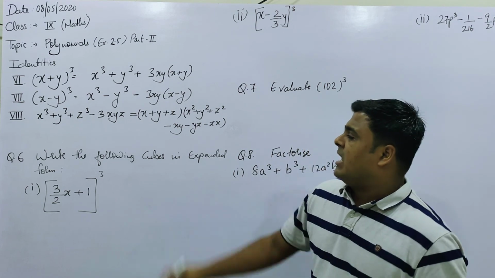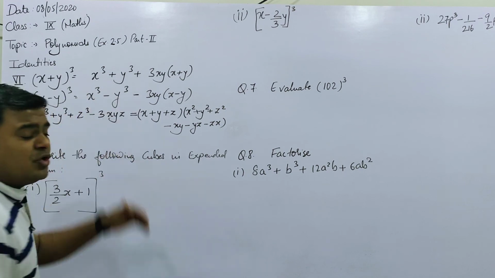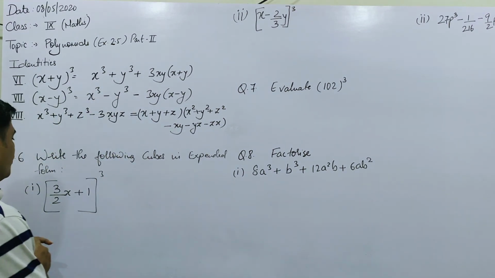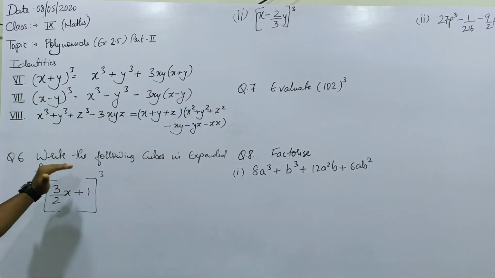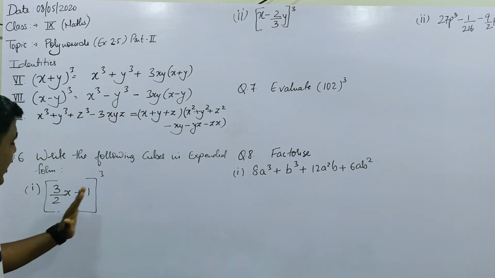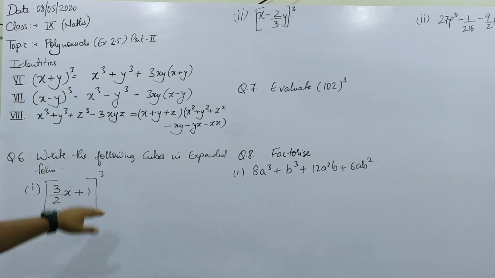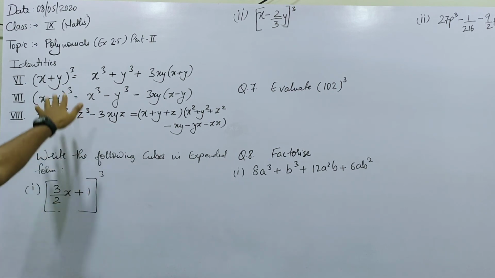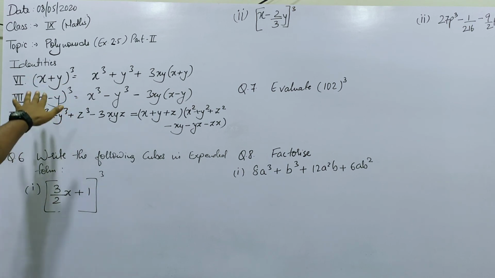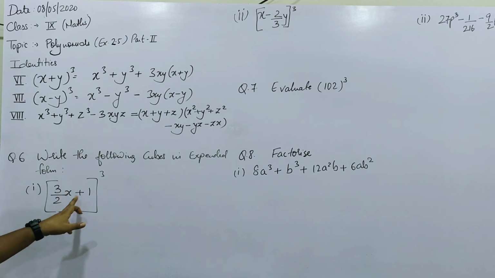Okay, so let us start with question number 6 of exercise 2.5, that is part 2. Here we have the question: write the following cubes in expanded form. Here we are given the whole cube, we need to expand it by using the identity. You can compare this question with identity number 6. It has a positive sign, and here also in this question we have a positive sign. So 3 by 2x plus 1.